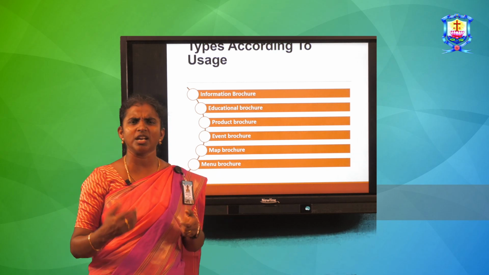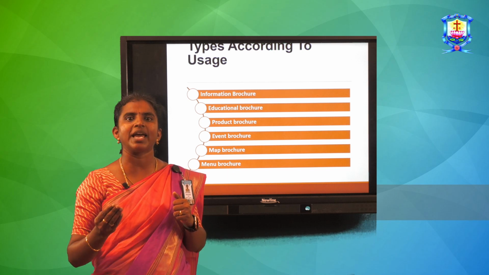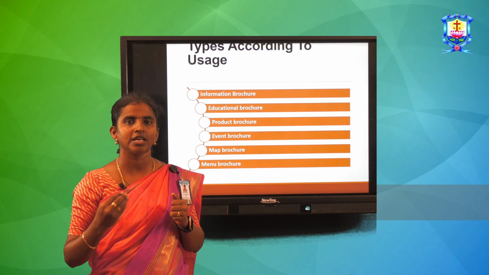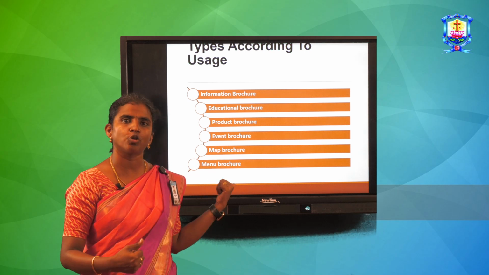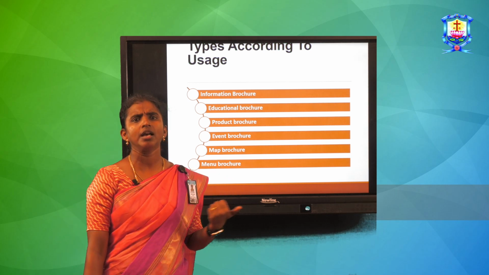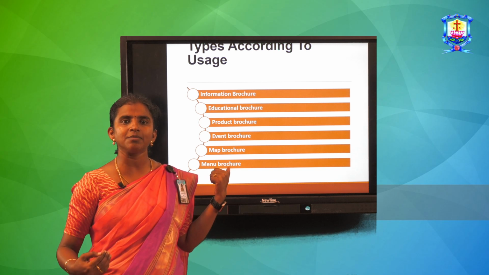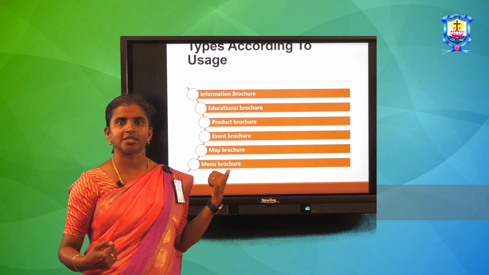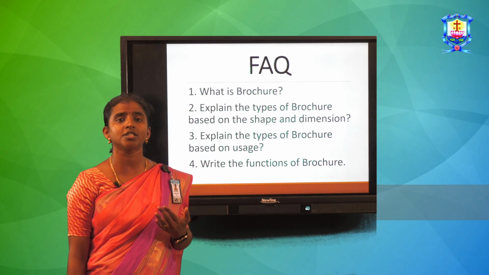Next is the map brochure. We use this for tourism. Through this we will be able to find the place or destination we want to reach. We can also explore around a particular place through this map brochure. Next one is the menu brochure. As I said earlier, we can use this in a restaurant to list the items that are there in the particular restaurant.